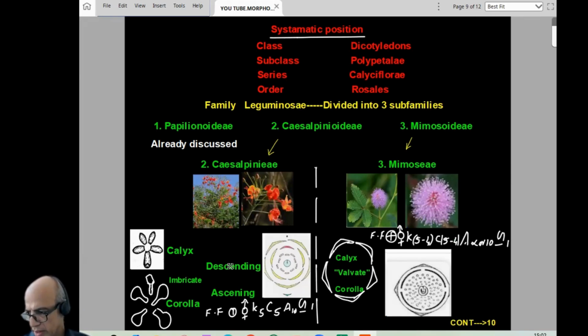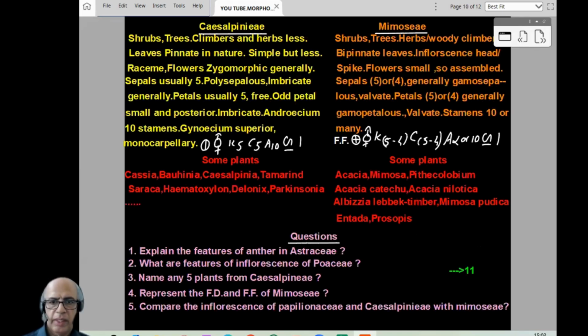Calyx and corolla show imbricate aestivation. Calyx is almost descendingly imbricate. Corolla is ascendingly imbricate. Then floral formula: zygomorphic, bisexual, K5, C5, A10, gynoecium ovary superior, 1. And some important plants in that list: Cassia, Bauhinia, Caesalpinia, tamarind, Saraca, Haematoxylon, Delonix, Parkinsonia. That is regarding Caesalpinaceae. Now we'll explain the other family, Mimosaceae, with a diagram.